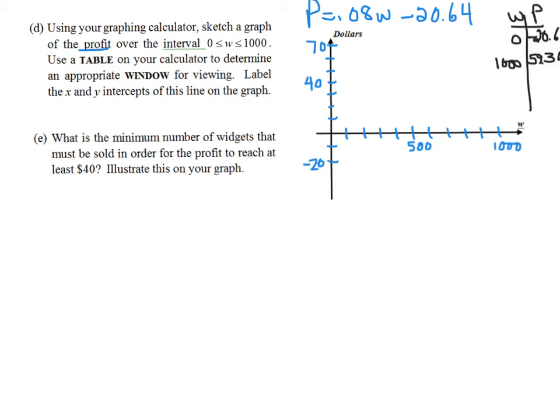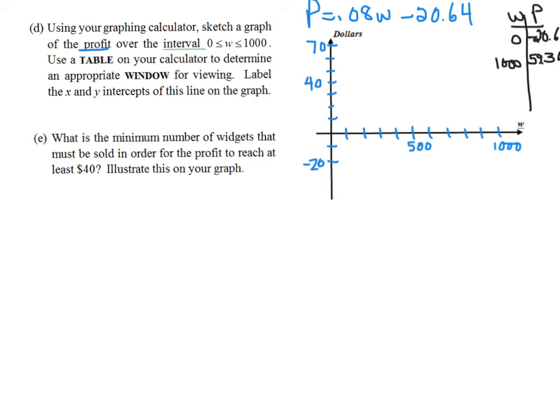So when I entered this equation into my y equals, and I made a table of values, again counting by about 100, I see that at 0 widgets, I'm actually having a loss. I don't get a profit because it's a negative 20.64. If I make 1,000 widgets, then my profit turns out to be $59.36.